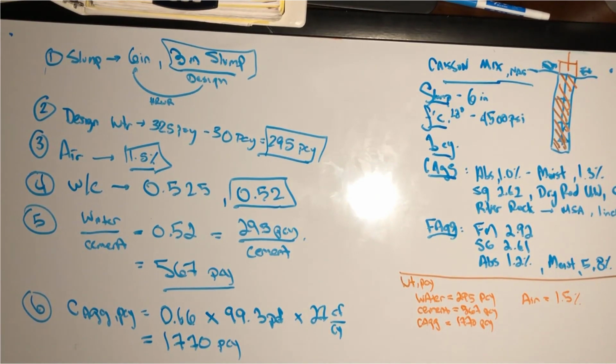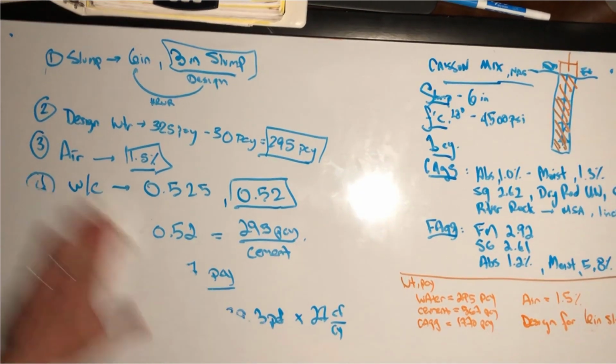Now the reason why I wrote this off to the side is because I'm going to erase all of this stuff. And remember, design for a 6 inch slump. So it looks like we've got everything here. I'm going to go ahead and erase this stuff on the left and get to my other calculations.